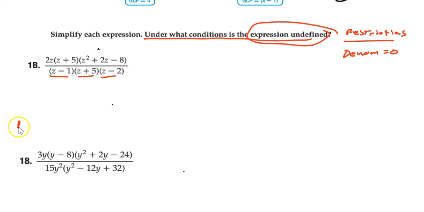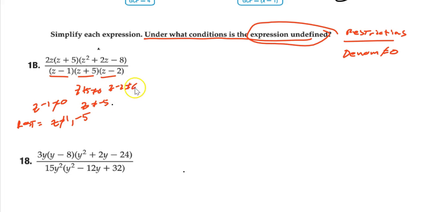So my restrictions are going to be, let's say not equal to 0. Right, your numbers can't be 0. So set this one equal to 0. And you're going to get z equals 1. Or actually cannot equal 1. Restriction. Z plus 5 cannot equal 0. So z cannot equal -5. And then z minus 2 cannot equal 0. Z cannot equal 2. So those are our restrictions.